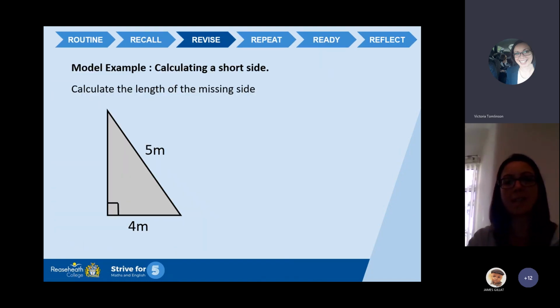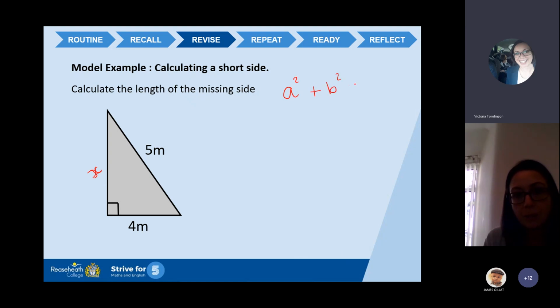Right, so the next bit is where we need to calculate a shorter side. So some questions, quite rightly, as James said earlier, ask you not to find a long side, not the hypotenuse. They want one of the other sides. So this is fine. Again, calculate the missing side of a right angle triangle. It wants to know what the length of x is. So we're going to use Pythagoras' theorem. Same formula, a squared plus b squared equals c squared. That's the formula always, and that's what will be on your formula sheet.